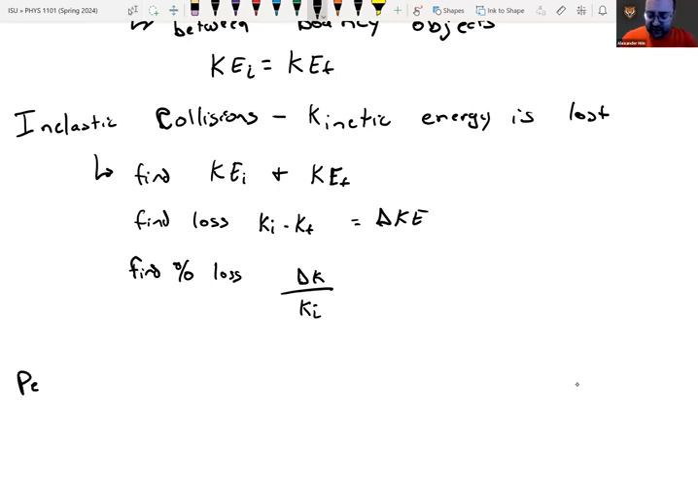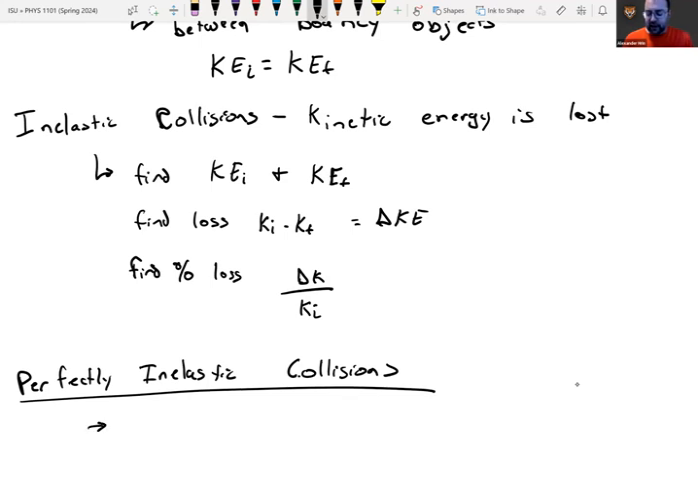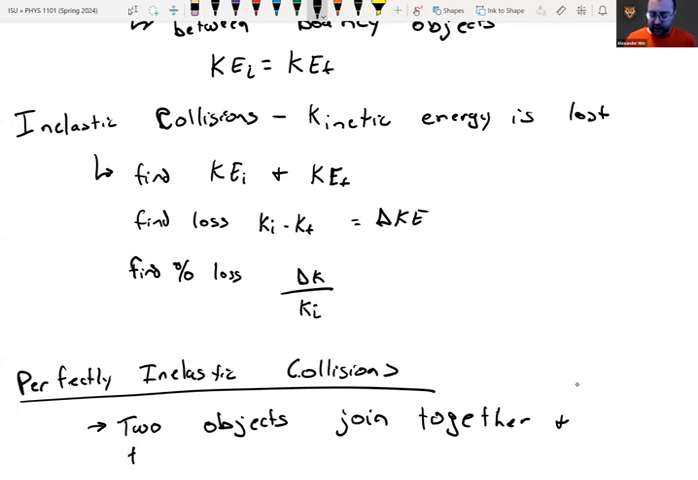And then there are perfectly inelastic collisions. Basically, a perfectly inelastic collision is the one we did with the train. This is the two objects joined together. That is what we mean by a perfectly inelastic collision. They join together and travel as one. So the two trains joining is a very common one.